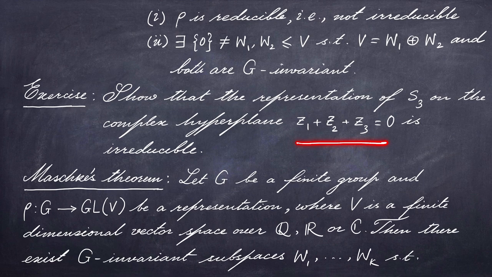That is what this exercise is about. Alright, now let's come to the decomposition theorem for representations of finite groups. This is known as Maschke's theorem.